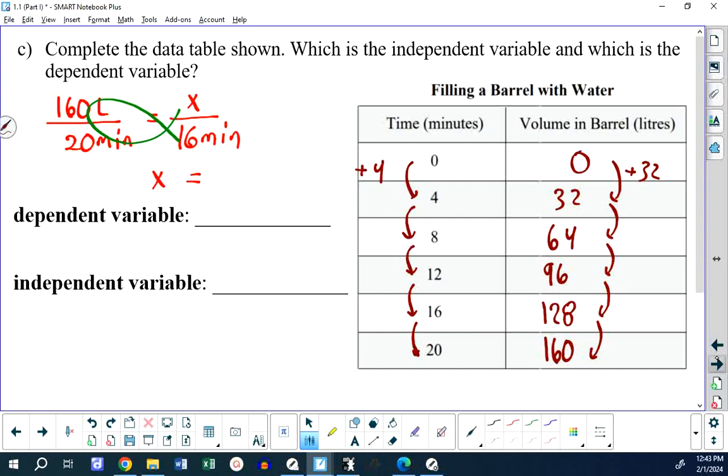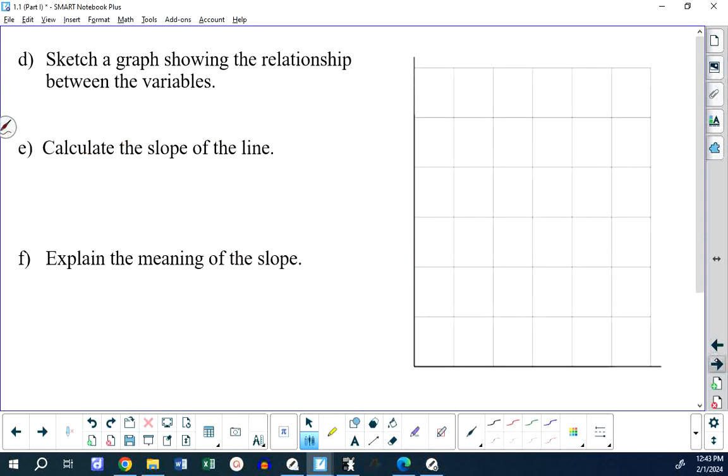Okay, so we go to C, complete the data table shown. We've done that. Which is the dependent variable? Well, it's the volume, because the volume depends on the time. Right? Which means the independent variable is the time. And then we're going to complete a graph. But I haven't put the numbers on this graph for us. We have to figure that out together.